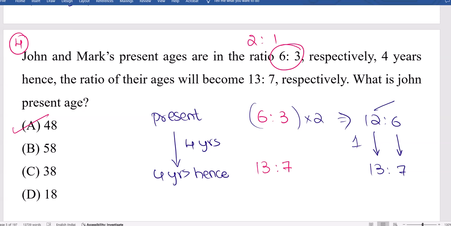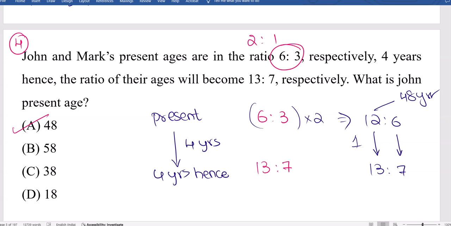Yeah, one value is 4, so 12 values is 48 years. That's why John's age is 48. We can do it like this also. This is one more method, but you should have the idea of how to do the modification.